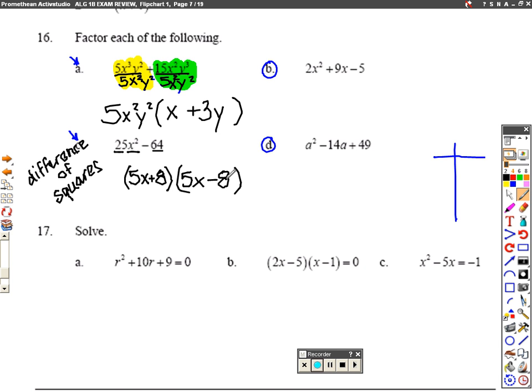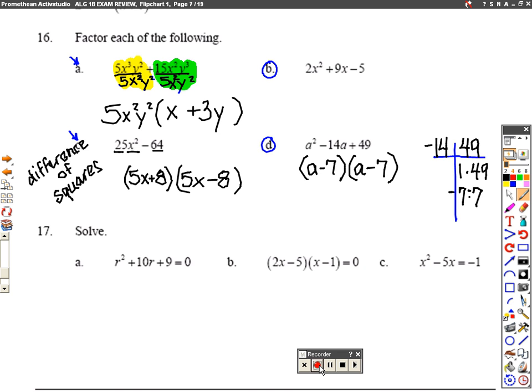Let's go ahead and do letter D. I need all the factor pairs of 49, and I think I only know 1 times 49 and 7 times 7. That's really all I know. And then which one of those can you make equal to negative 14? Well, negative 14, I'd have to make both of these 7's negative. So my answer would be x minus 7 multiplied by x minus 7. And if I wanted to check that, I could just FOIL it.